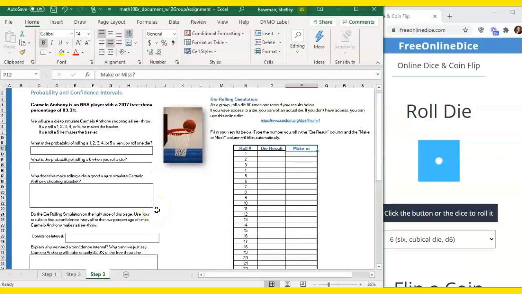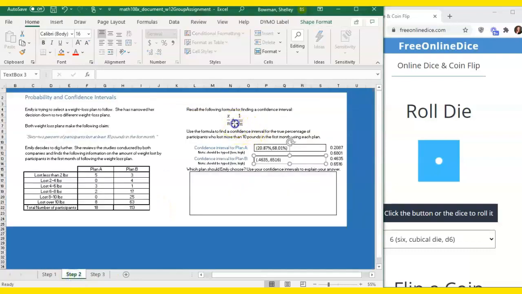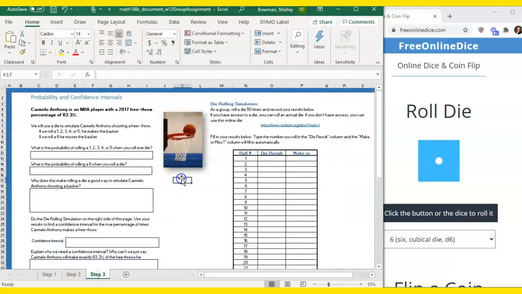Now we move into step number 3. But before we do, I'm actually going to copy and, just for our sake, paste it here, because this will be your same formula used to find the answer for over here. Now the first thing is just the probability. You're not doing a confidence interval or anything like that. You just need to find what you're interested in divided by the total for both of these. Then explain why that would be a good way to simulate Carmelo Anthony's shooting basket.